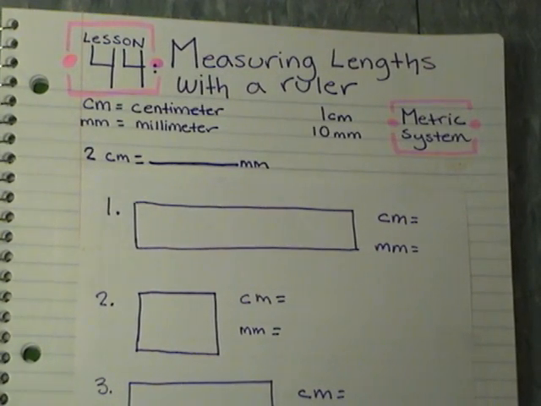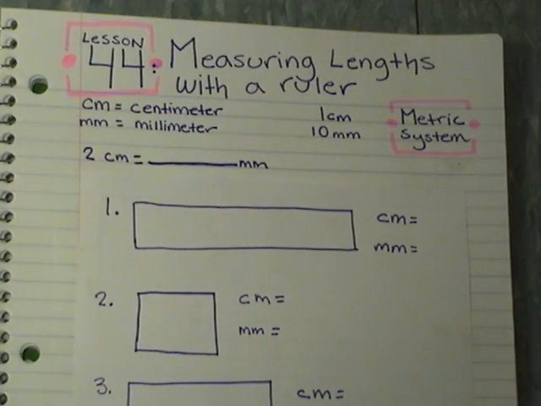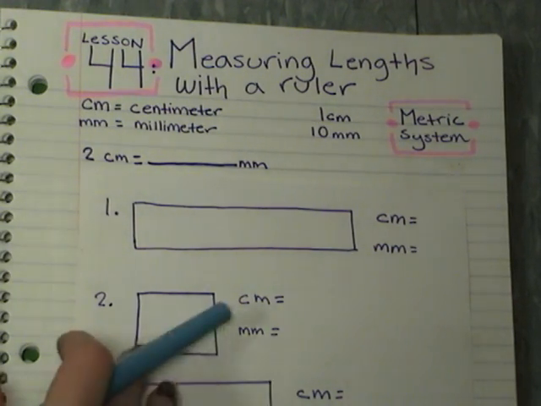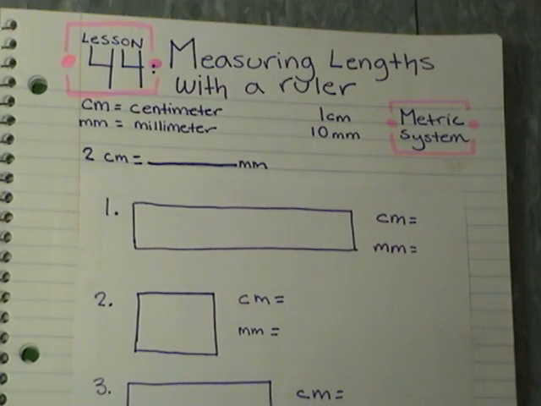Alright, for tonight's lesson we are doing lesson 44 and we are measuring lengths with a ruler. So for this lesson you will need a ruler and that sheet that I gave you today that you hopefully have already taped or glued into your notebook. And it looks like this and it has 4 problems with 4 rectangles on the white piece of paper.